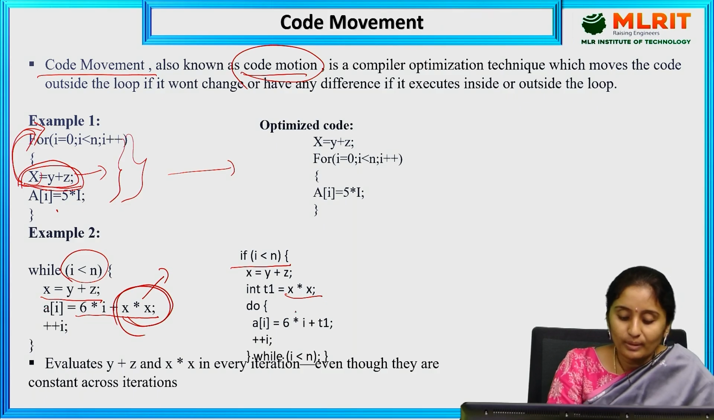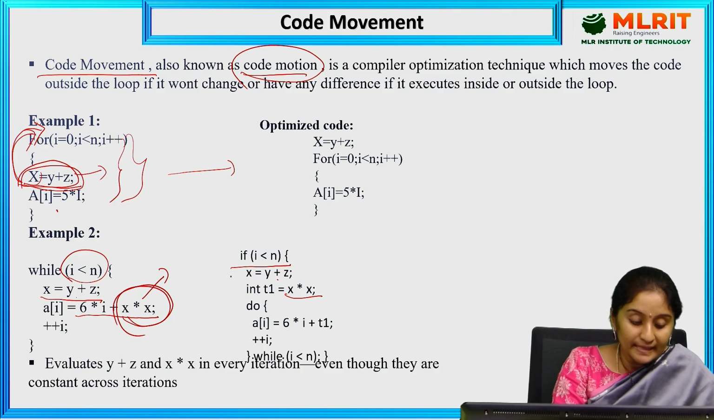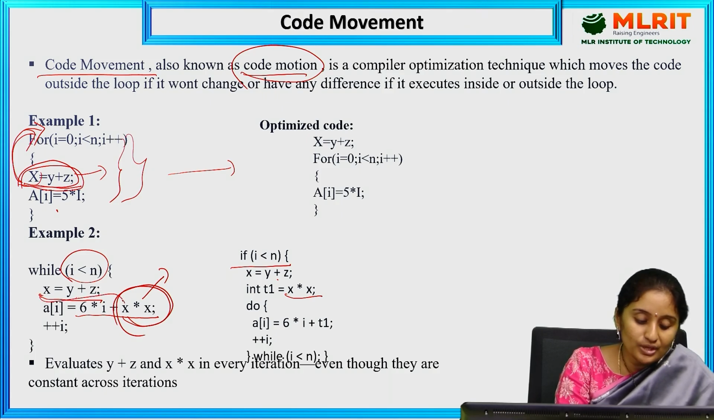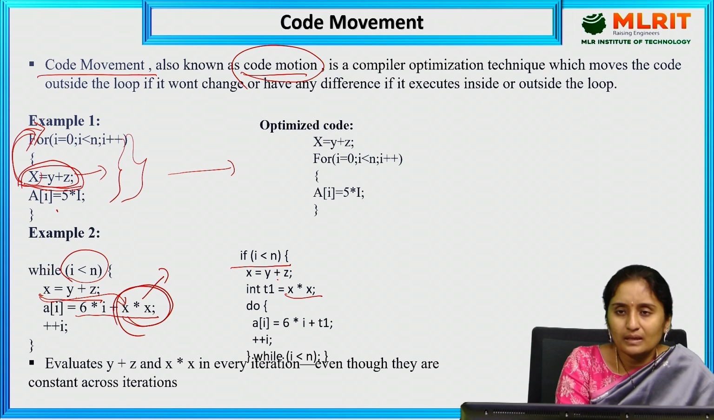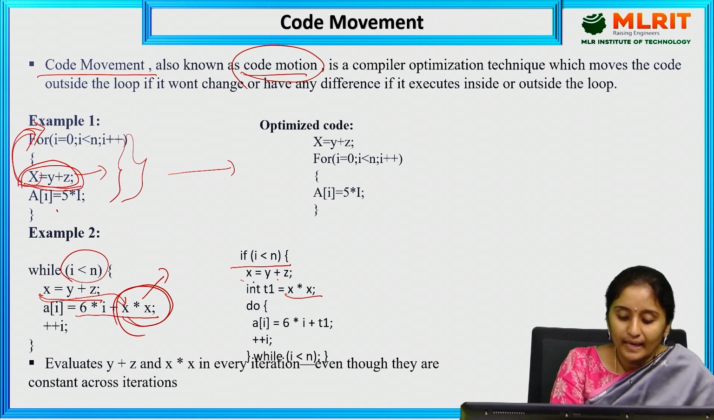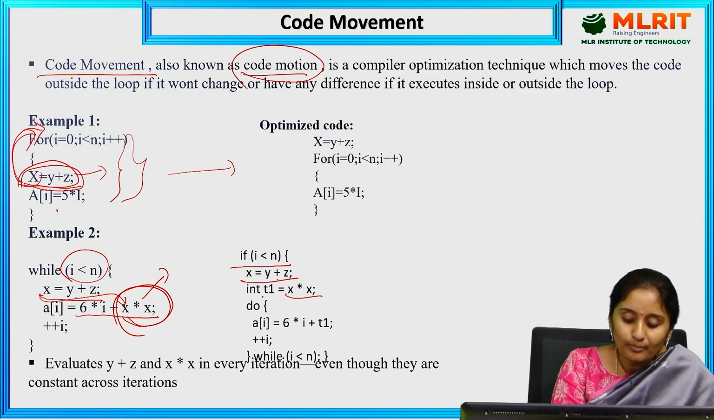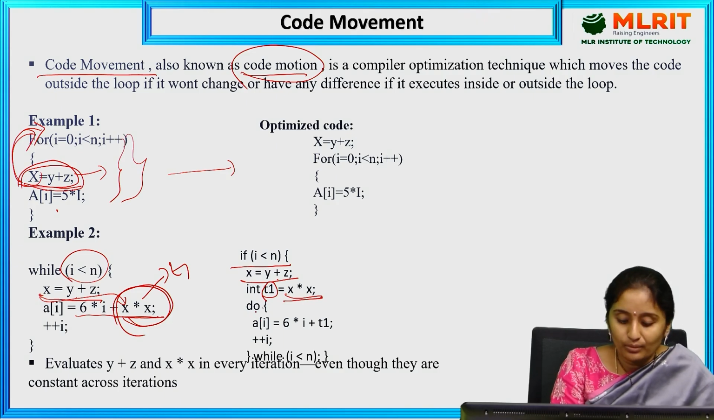We are going to replace this one. If of I less than n, x equal to y plus z, here the x statement is used every time, so I cannot say that this expression is not in use. This expression we are going to use here. x equal to y plus z, and here I am going to use a temporary variable, that is t1, for x into x. In t1 I am going to store x into x, and for the loop we are going to use a do while loop.